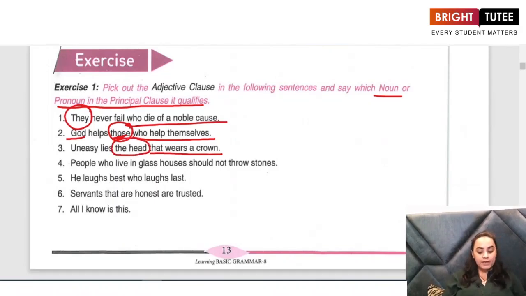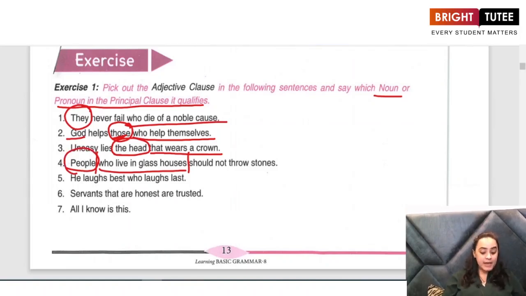People who live in glass houses should not throw stones. You can easily see my main clause is: people should not throw stones who live in glass houses. But I have shifted my adjective clause immediately next to my noun that it is describing. So my noun is people.